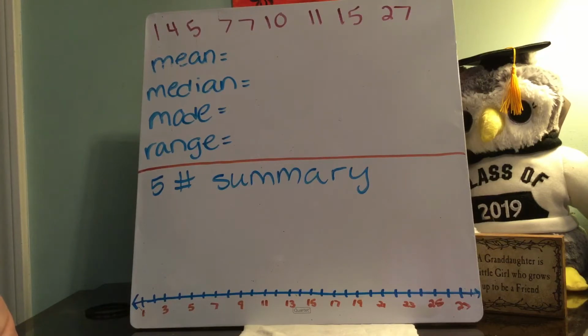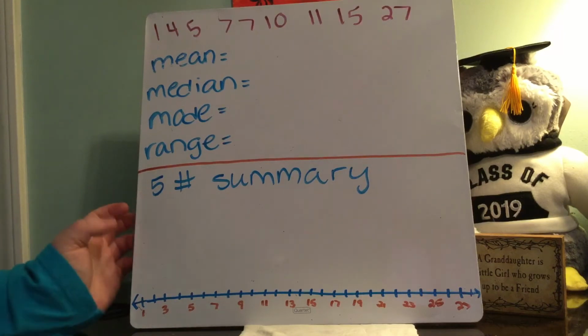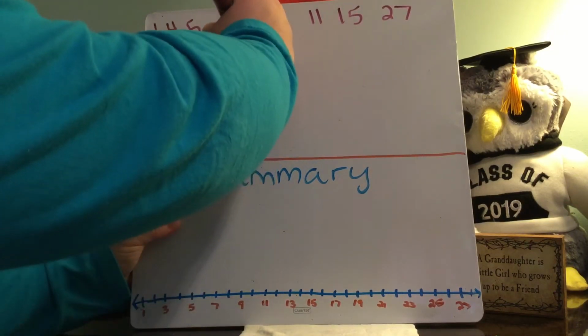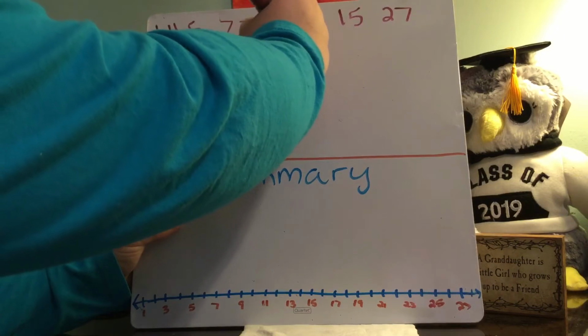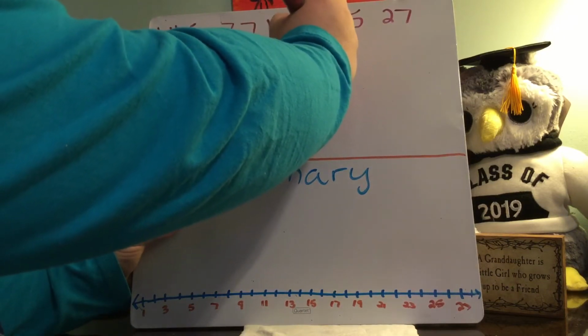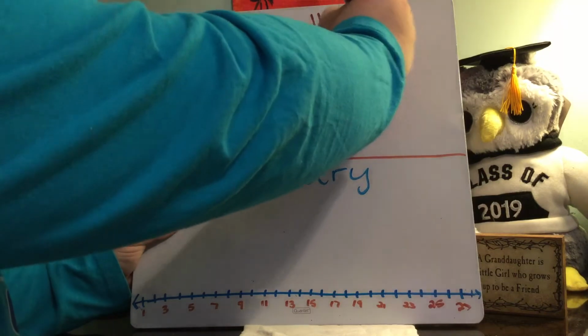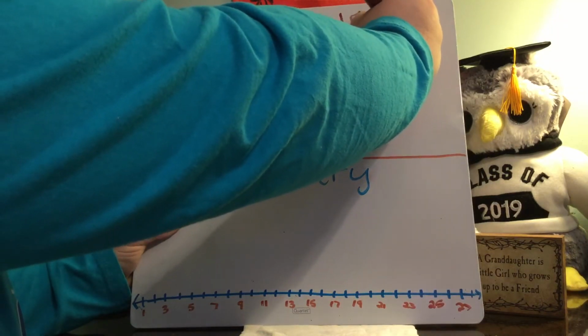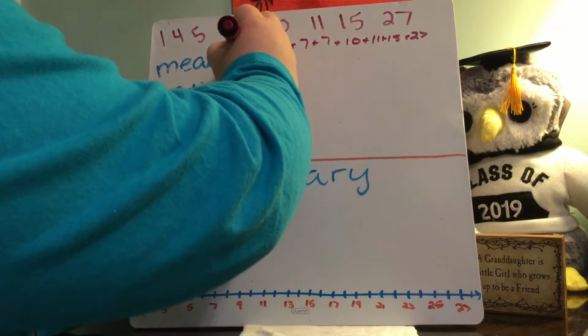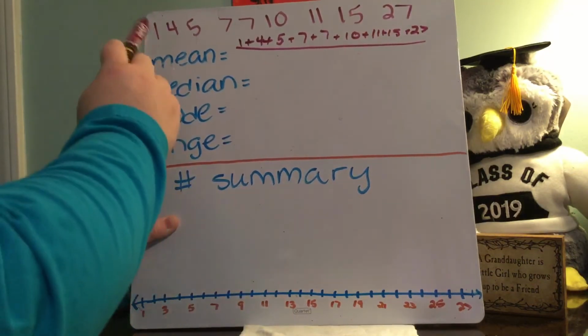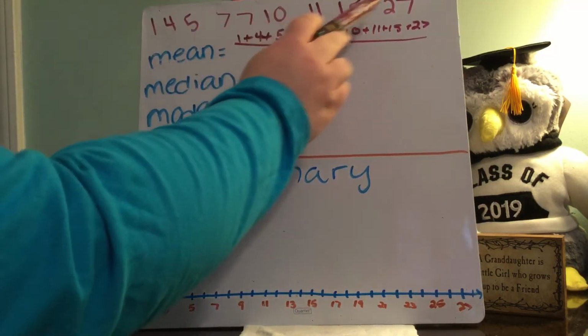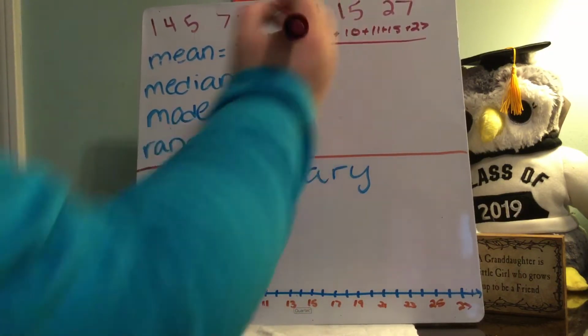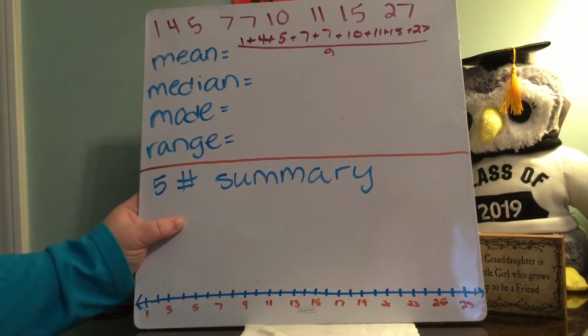All right, so the first thing we're going to do is we're going to find the mean of our data. Now, that's the average. So what I have to do is I have to add all of my numbers together and divide by how many are there. So we're going to add 1 plus 4 plus 5 plus 7 plus 7 plus 10 plus 11 plus 15 plus 27. And we're going to divide that by 1, 2, 3, 4, 5, 6, 7, 8, 9. Because we have 9 numbers in our data set.